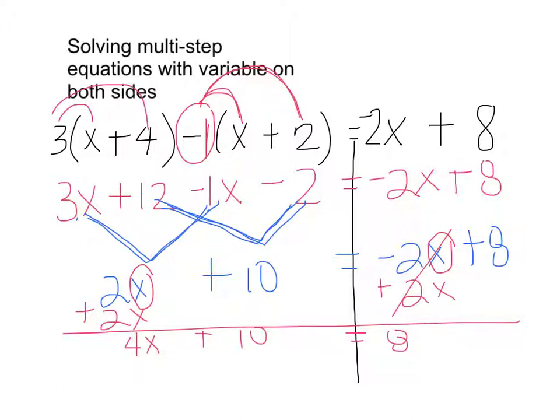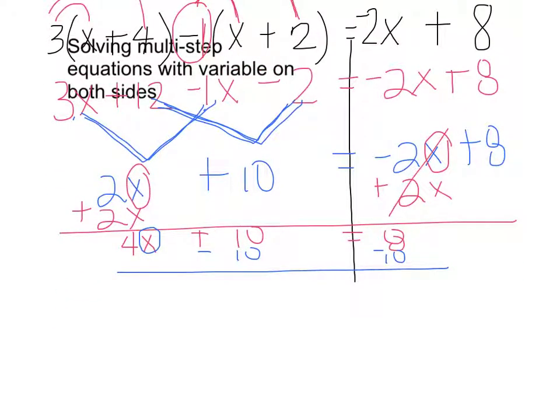Now my last step is this. The rest of the problem is just like from before. I've got to get this 10 to the other side, so I subtract 10. 10 minus 10 cancels, and I'm left with 4x equals, and 8 minus 10 is a negative 2.